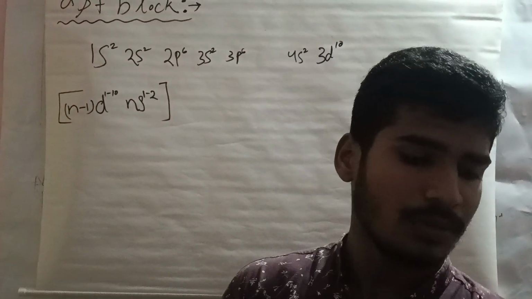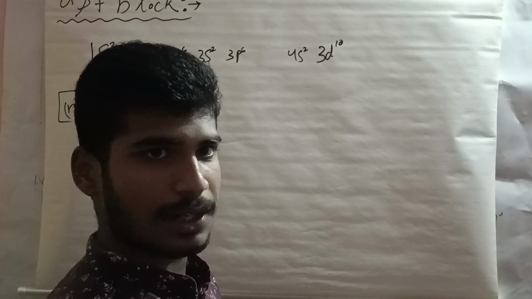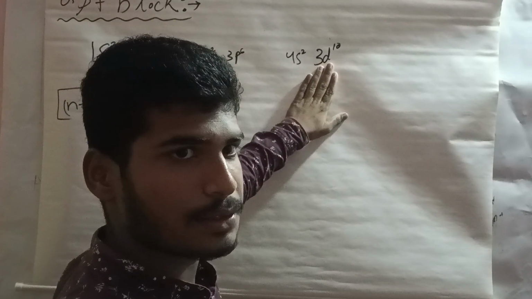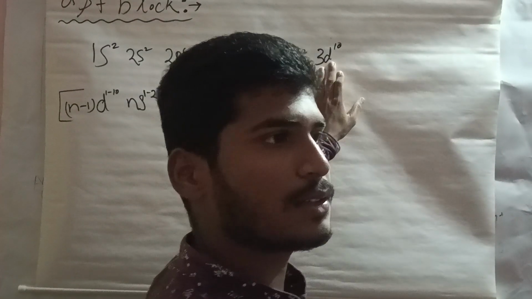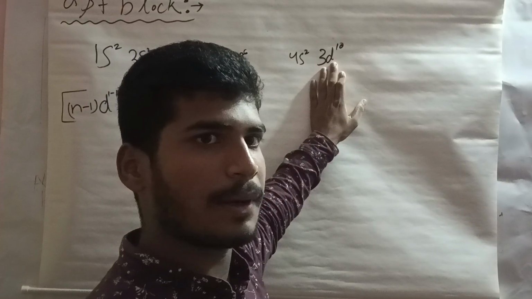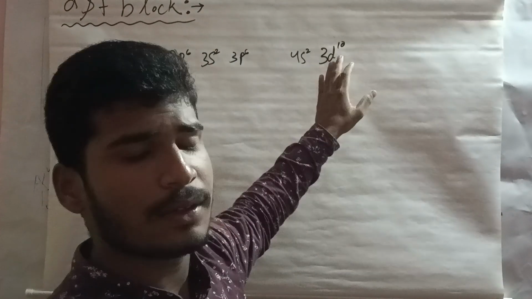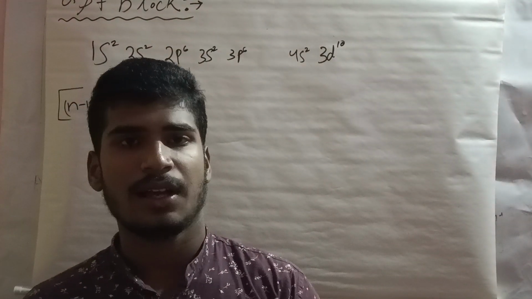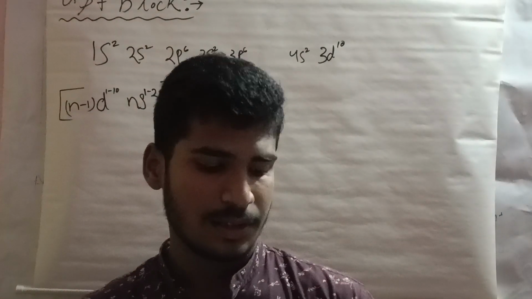The elements of the periodic table whose last electron enters the D subshell are known as the D block elements. And the F block elements, as usual, are those where the last electron enters the F subshell. First we are going to study the D block elements.